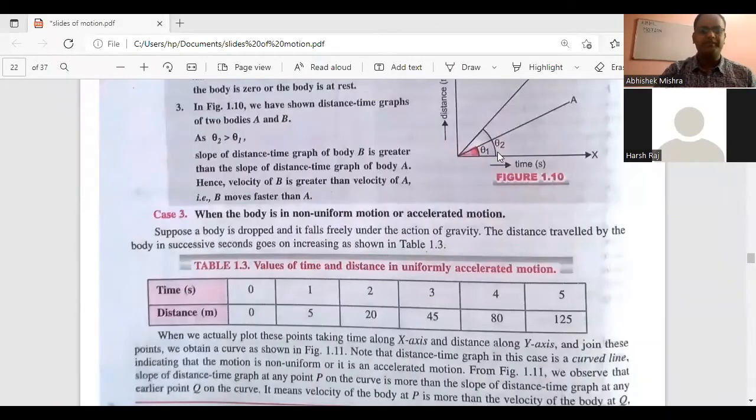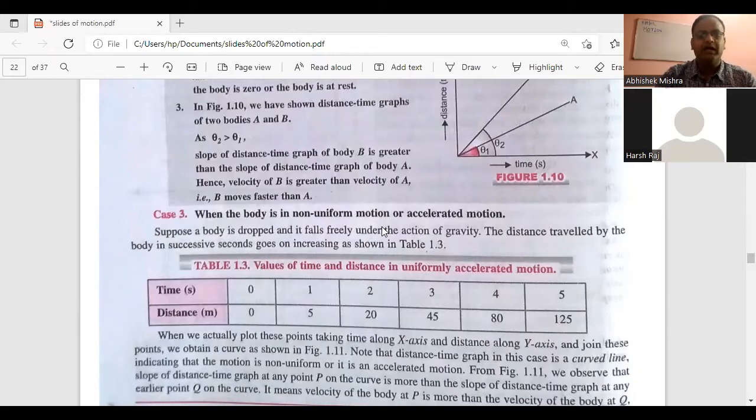So students, today, now we will be discussing case three, that is when the body is in non-uniform or accelerated motion. Before going into the discussion of what type of graph we will get when the body is in non-uniform or accelerated motion, let me ask you one question.